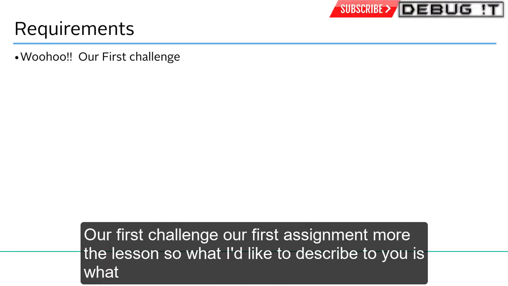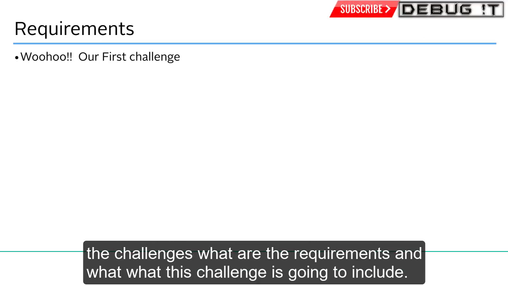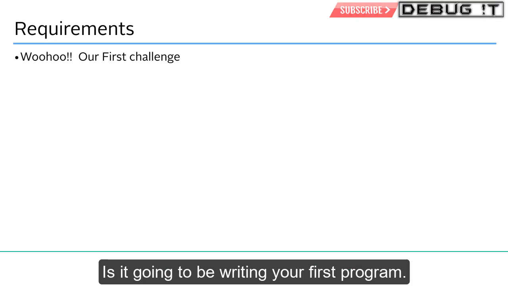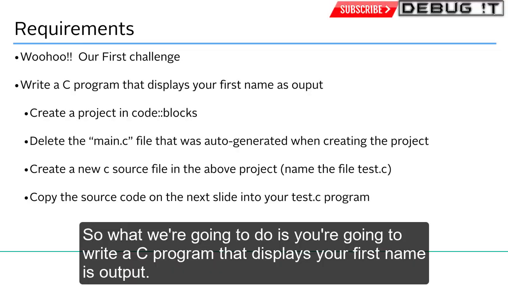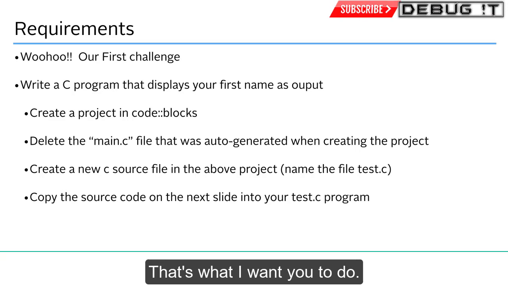And so what I'd like to describe to you is what the challenge is. What are the requirements? And what this challenge is going to include is it's going to be writing your first program. So what we're going to do is you're going to write a C program that displays your first name as output. That's the requirements. That's what I want you to do.